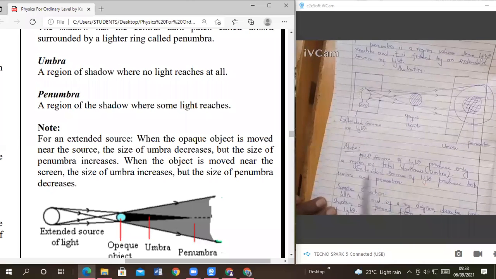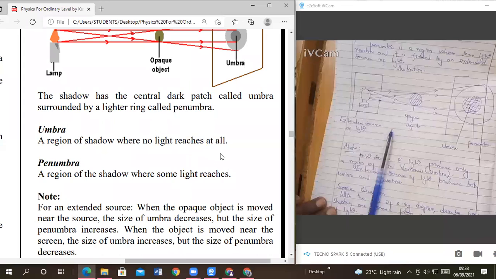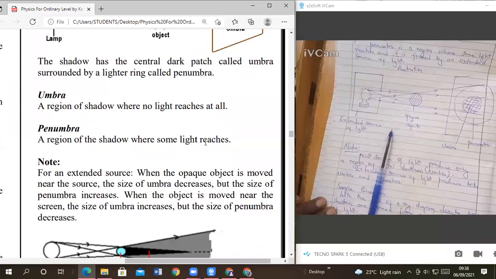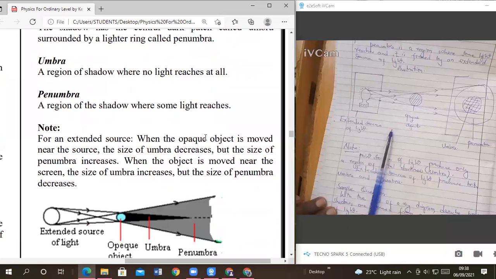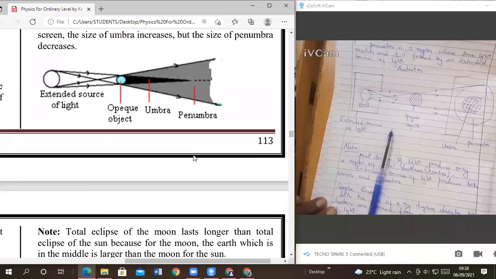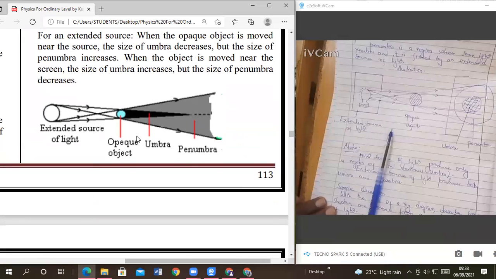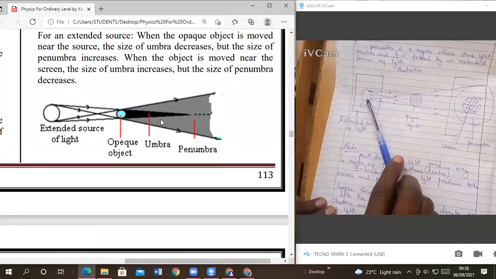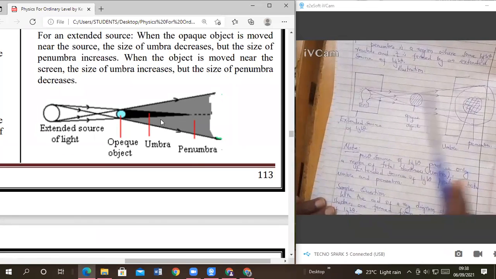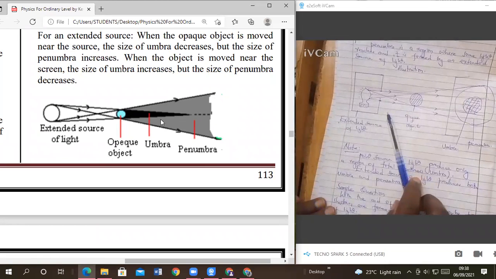But for a point source of light, no matter the size, no matter where the object is, it must form only one type of shadow. That is it. It must form only the umbra. So you can see from our diagram there, that's what is illustrated here. We have the region of total darkness, then we have the region where light is reaching.